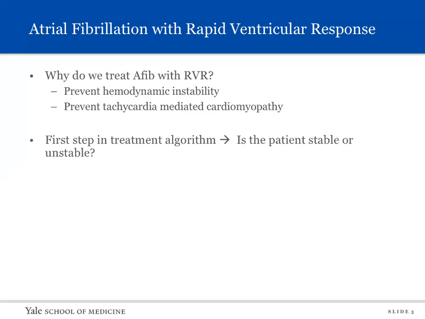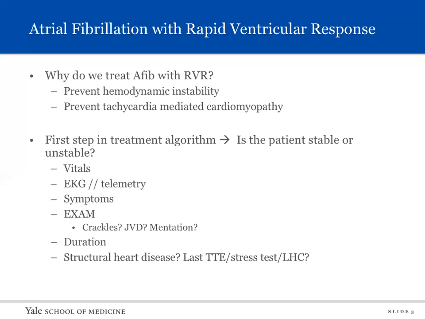And when we talk about treating patients that are in Afib with RVR, the first step in a treatment algorithm is always: is the patient stable or unstable? Because that dictates everything that you will do. And generally for me, RVR is a heart rate over 120 or so that has been sustained. So when you look at these patients, you want to look at their vitals, you want to know what their heart rate is, what their blood pressure is, you want to know the heart rate trend over time.